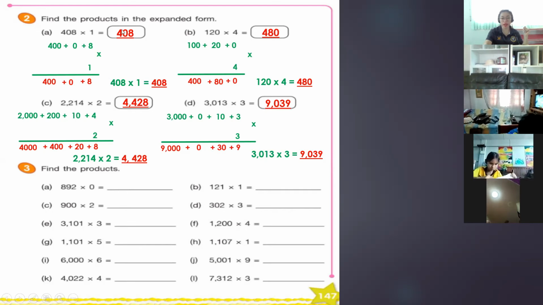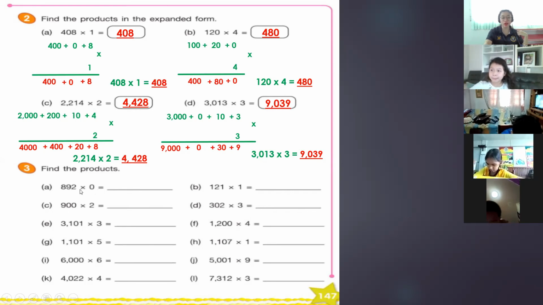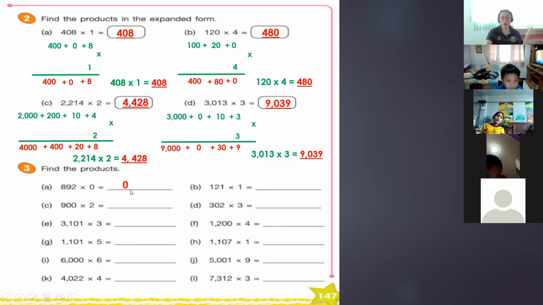Multiplication by expanded form. Okay, so next is exercise number 3. Find the products. We're going to do the horizontal multiplication. 892 multiplied by 0. We multiply starting from the ones place. 0 times 2 is 0. 0 times 9 is 0. 0 times 8 is 0. Everything that we multiply by 0 is equal to 0.